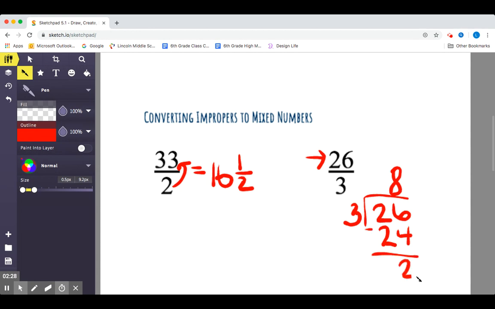So here is where I can get my mixed number pieces. This number 8 out in front, this is our whole number. So I'm going to have 8. And this stuff that's left over, that will make my numerator. So I'll have 2. And then my divisor out in front here, this 3, that will be my denominator. So again, if you look, the denominator is still staying the same.